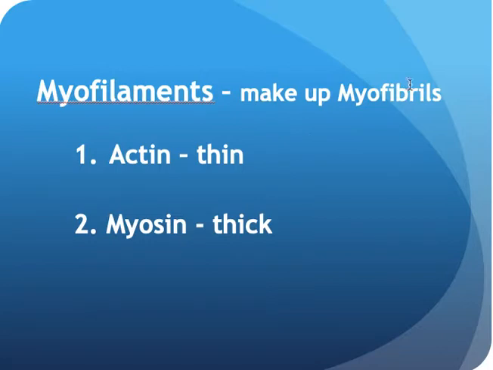So myofilaments, again, are going to make up my myofibril. So we had a myofibril. Now we're going to look at what makes up a myofibril, and it's going to be these myofilaments. And the myofilaments are going to be actin, and they're going to be your thin filaments. And we're going to have myosin, which is going to be your thick filaments.